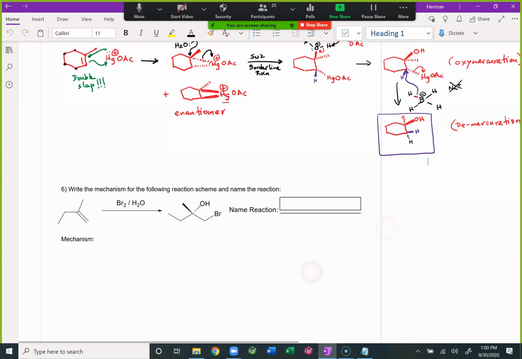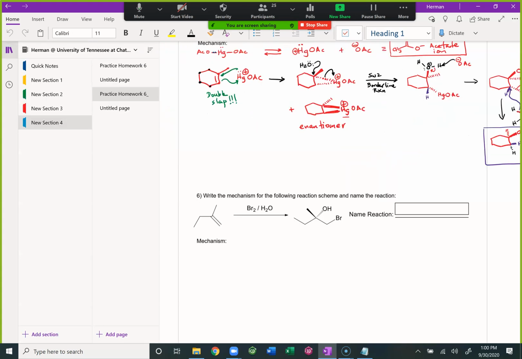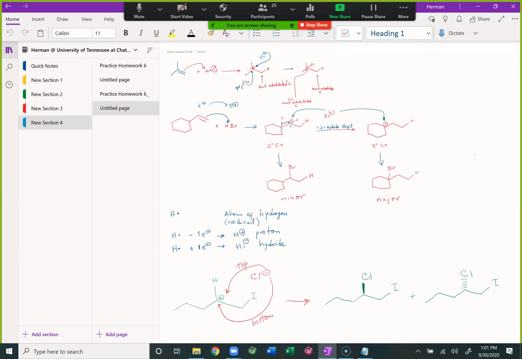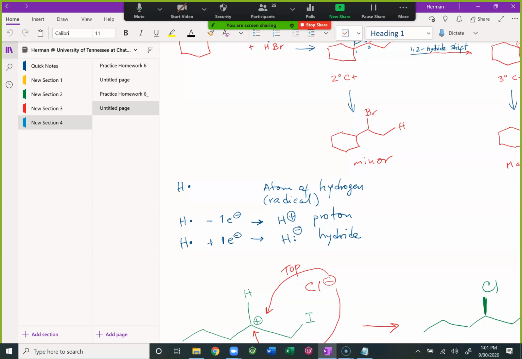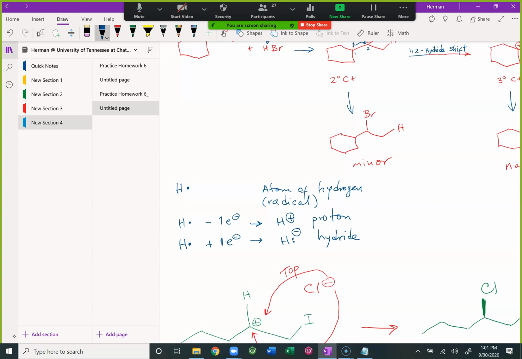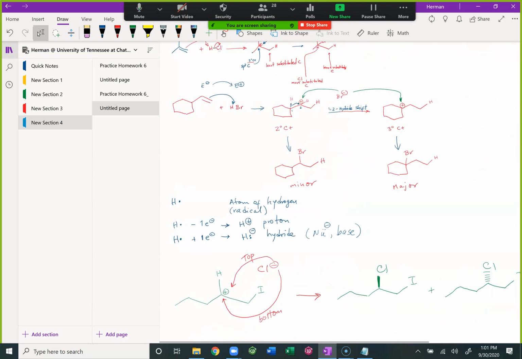Number 6. Oh, before we go to number 6, I just wanted to highlight something that we mentioned about the hydride. Notice that the hydride has 2 electrons and a charge. So a hydride is actually a nucleophile, and also it's a base. I just forgot to mention that last time. So just keep that in mind.